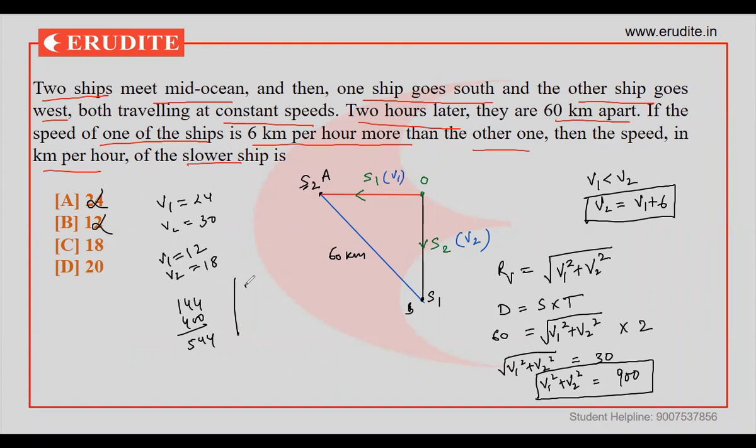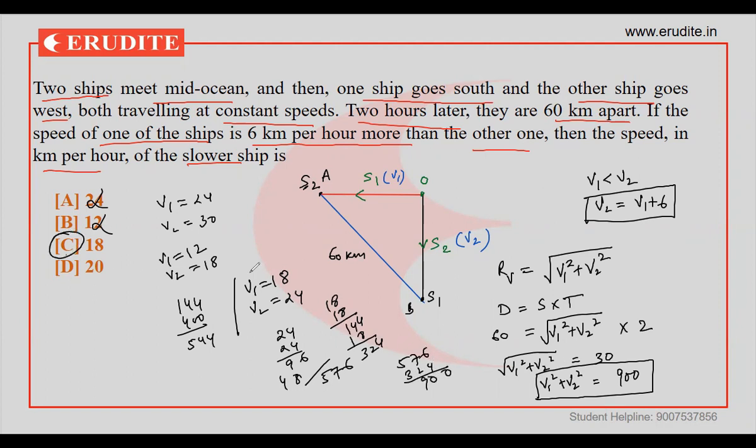Now check for the 18. If v1 is 18, v2 will be 24, right? Now 24 square is how much? 576. And 18 square will be how much? 324. So 576 plus 324 will be how much? 900. Is satisfying? So my answer is option number C. I hope so that it is clear to everyone. Thank you.